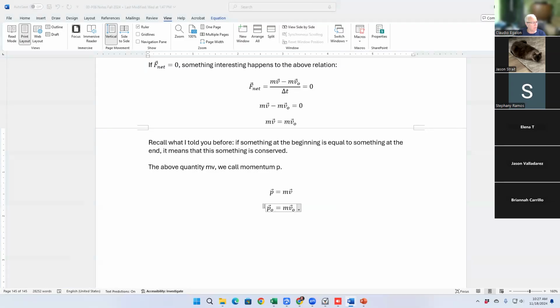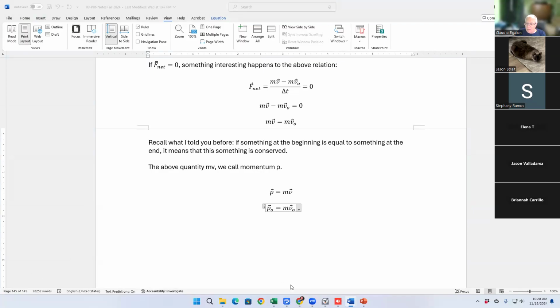And there is a very good reason why we define this quantity. There will be some very important situations in which the momentum will be automatically conserved. Okay? That's when Newton's third law of motion comes into play.